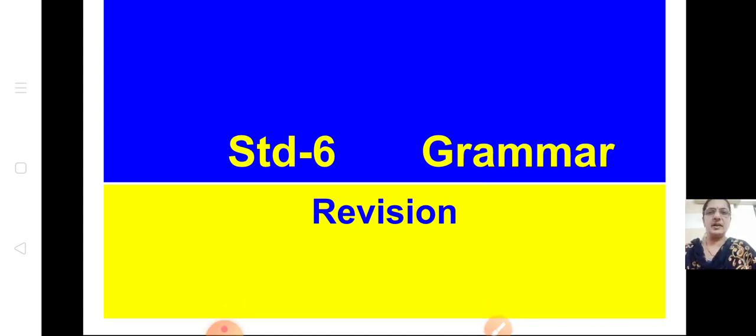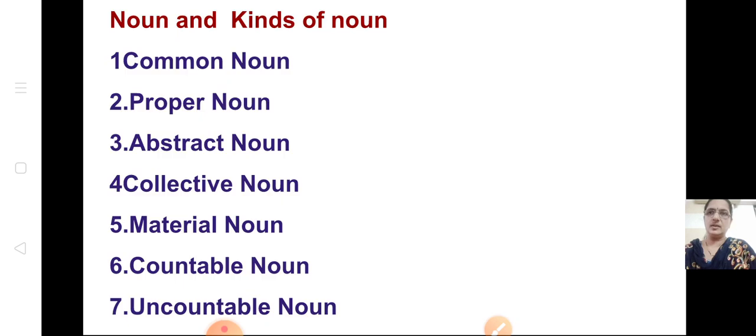All the topics we will revise for the exam. Okay. What all we learned? We learned nouns, isn't it? We learned what are the kinds of nouns: common noun, proper noun, abstract noun, collective noun, material noun, countable noun, uncountable noun. Okay. So we will do a quick revision of all the kinds of nouns.